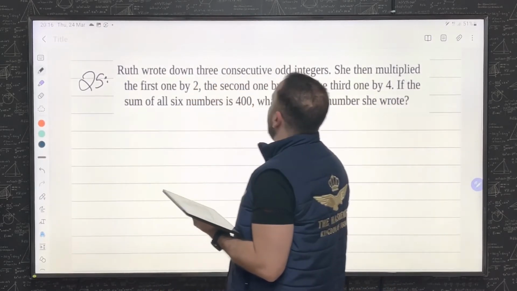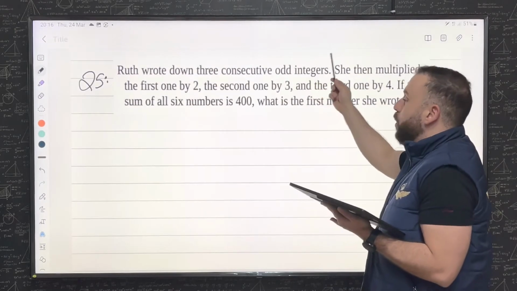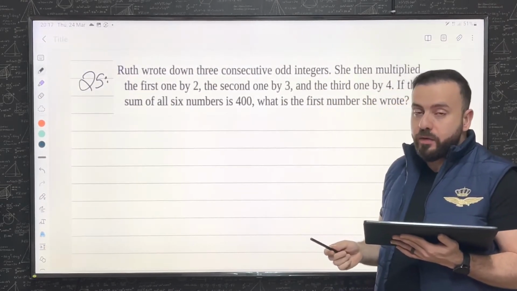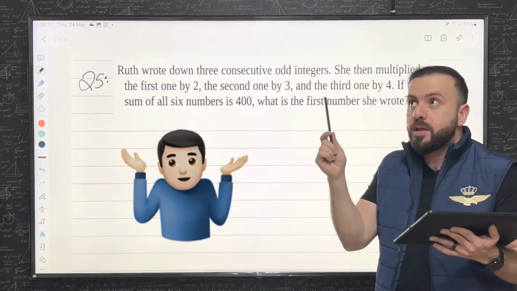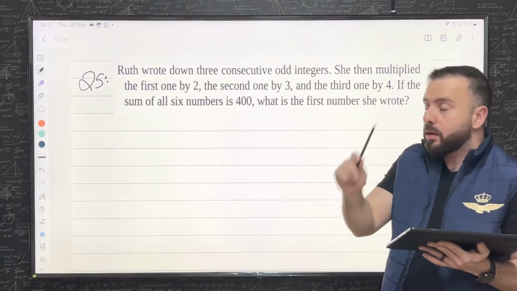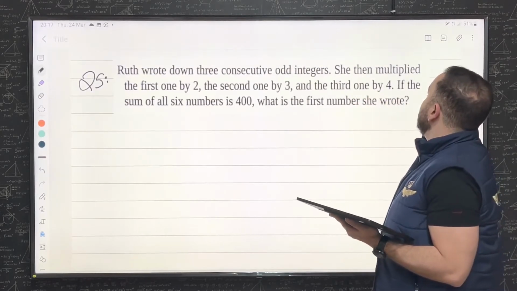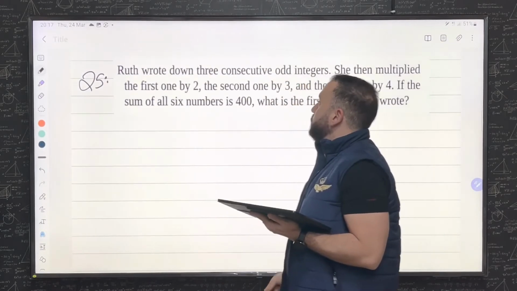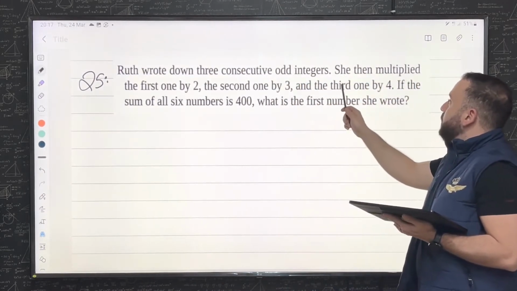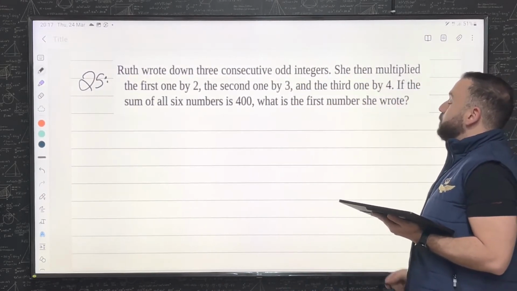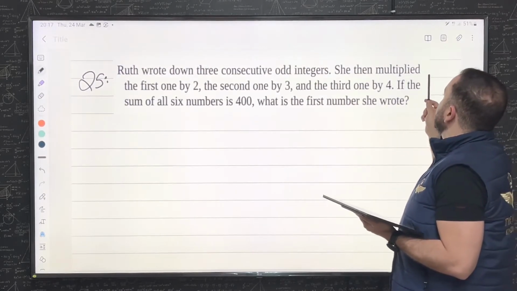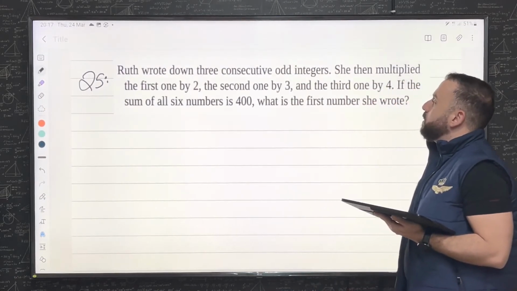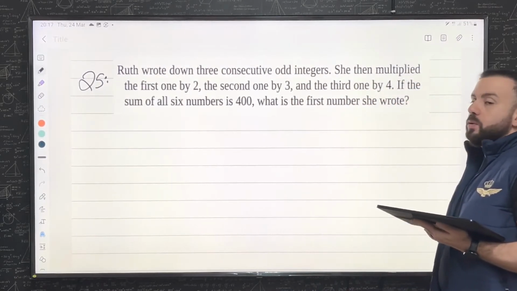Question 5. Rathake wrote down 3 consecutive odd integers. Remember, 3 consecutive odd integers. What does that mean? Think. She then multiplied the first one by 2, the second one by 3, and the third one by 4. If the sum of all 6 numbers is 400, what is the first number she wrote?